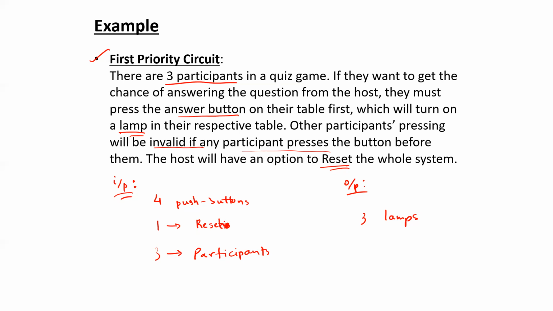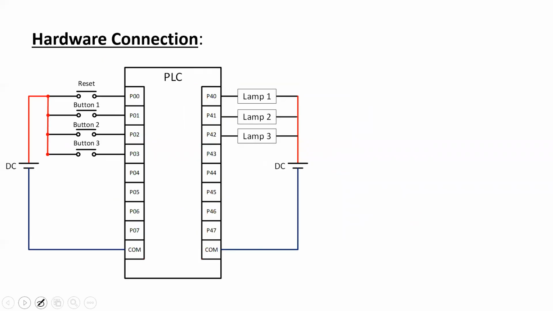Now, the relation between the inputs and outputs has to be established in the form of a ladder diagram or ladder logic program. The external connection to the board is quite straightforward, using a similar pattern to that discussed in the previous classes as well. We connect the input push buttons to 4 different input ports, and connect the output lamps to the output ports, along with the necessary DC supply.